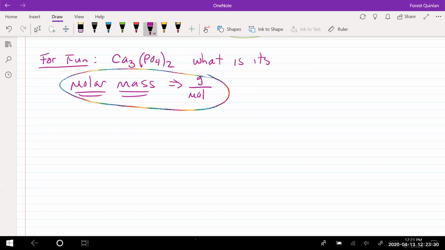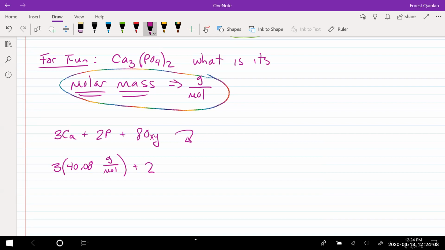So parts equal the whole. That means we have 3 calciums, 2 phosphorus, and 8 oxygens. Three times, I think it's 40.00 for calcium. Anybody got a confirmation with a period? 40.08. Oh, 40.08, sorry, yep. Phosphorus is 30.97, I think. Yes. And then of course, oxygen is 16.